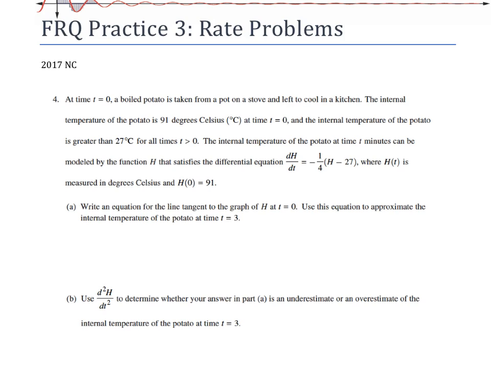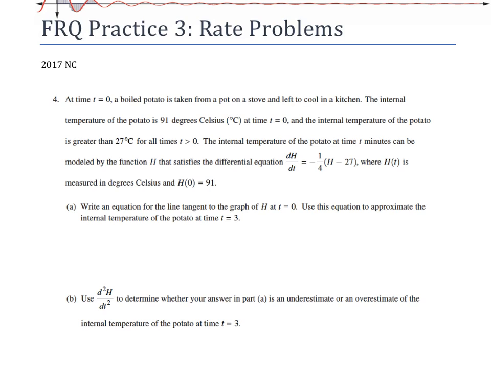So we've got a boiled potato at time t equals 0 is taken from the pot on a stove, left to cool in the kitchen. The internal temperature is 91 degrees at time t equals 0, and the internal temperature of the potato is greater than 27 degrees for all times. So that's great. It's greater than room temperature. That's kind of room temperature there.